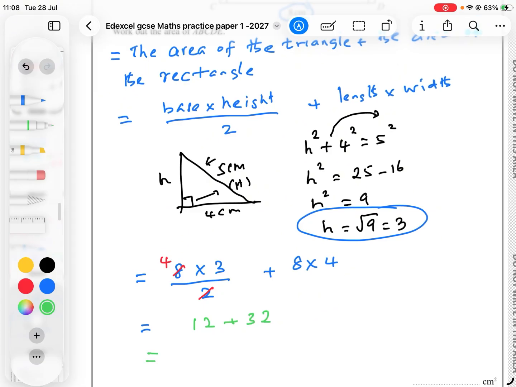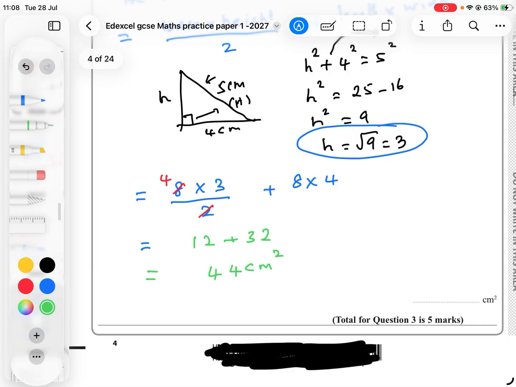So 44 centimetres squared. So the answer is 44 centimetres squared.